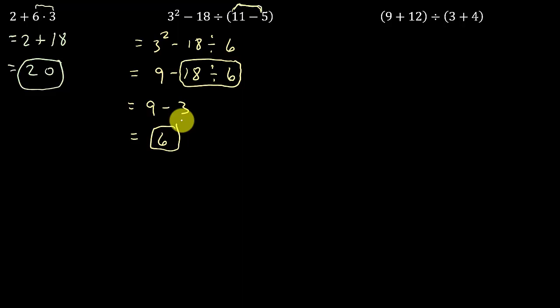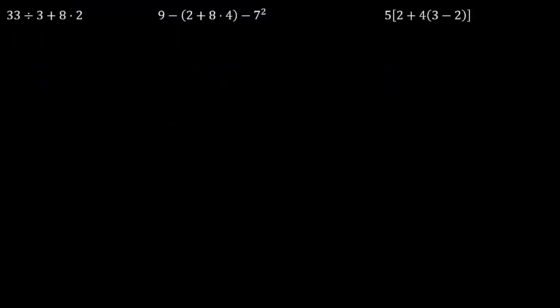What about the next problem? We've got 9 plus 12 divided by 3 plus 4. We've got parentheses, so I'll work inside the parentheses first. 9 plus 12 gives me 21 divided by, and then add what's inside these parentheses: 3 plus 4 is 7. So I worked inside the parentheses. I have no exponents. Now let's go to multiplication and division. 21 divided by 7 is 3.